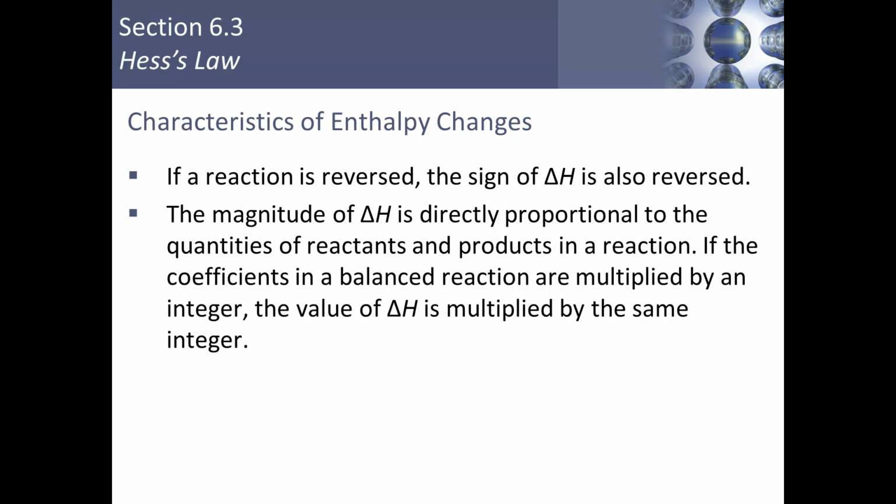So there are a few things that we can do with our enthalpy changes. If we reverse a reaction, the sign of our enthalpy change will also be reversed, and we'll see that the magnitude of our enthalpy change is directly proportional to the quantities of reactants and products in a reaction. If the coefficients in a balanced reaction are multiplied by an integer, the value of our change in enthalpy is also multiplied by that same integer, and we can sum up a series of reactions to get a reaction that we're interested in.